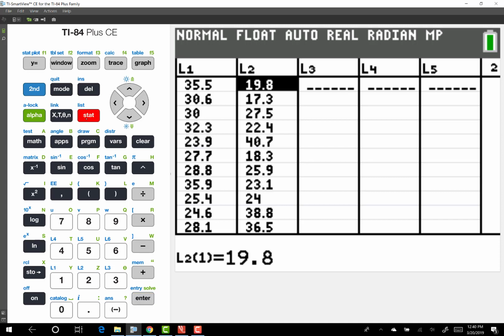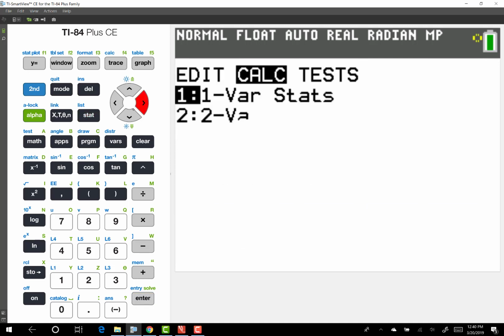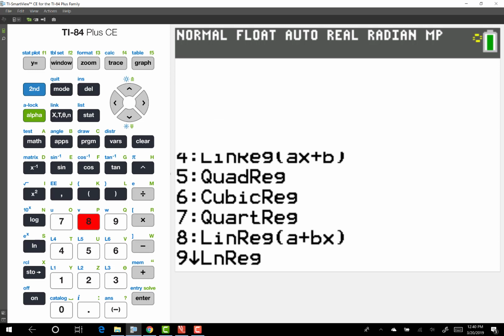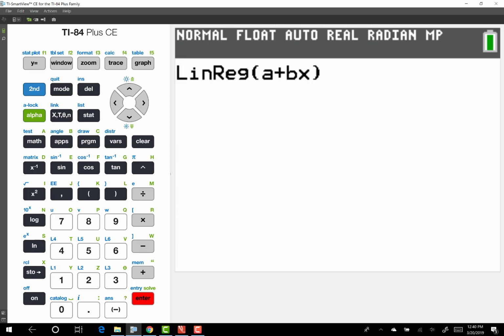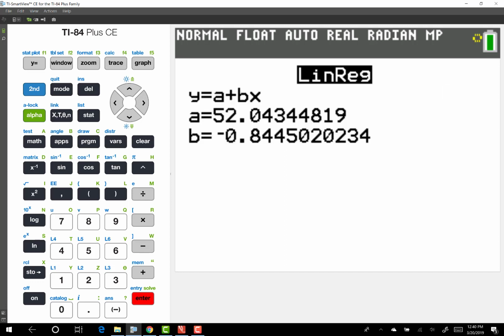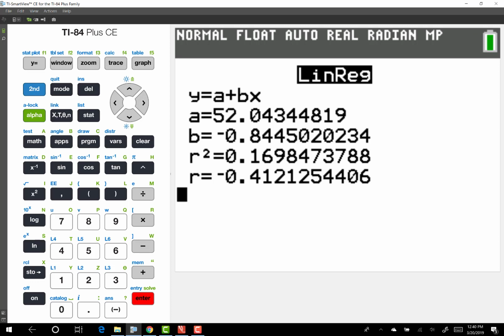So we're going to do stat and then over to calculate, and it's number 8 for the linear regression line. Enter. There it goes. So we don't have a real strong correlation. You can look at that, negative 0.412, but it is a weak negative correlation. So as the butterfly wingspan increases, it appears that the lifespan decreases. And then we can see the values of A and B there.